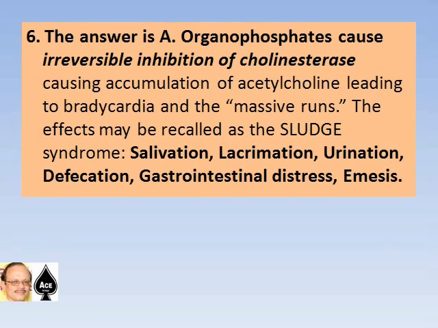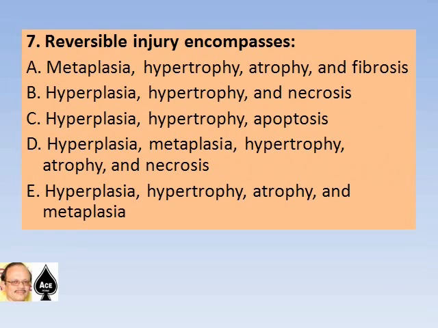Answer is A. Organophosphate causes irreversible inhibition of cholinesterase, causing accumulation of acetylcholine, leading to bradycardia and the muscarinic effects. The effects may be recalled as SLUDGE syndrome: salivation, lacrimation, urination, defecation, GI distress, emesis.